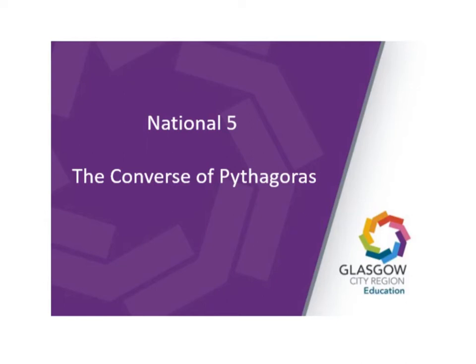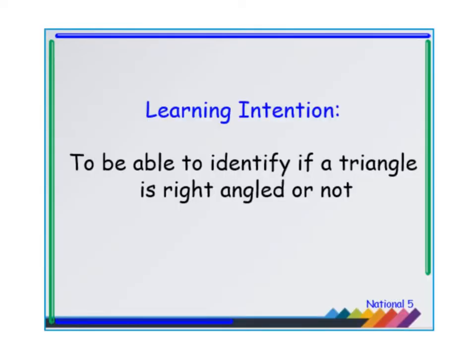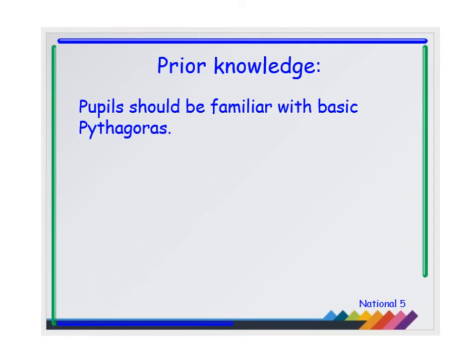So this video is going to look at National 5, the Converse of Pythagoras. The learning intention is you should be able to basically identify if a triangle is right angled or not. That's effectively what Converse of Pythagoras is. Prior knowledge is you should have a basic knowledge of Pythagoras before. For example, if you're finding the hypotenuse alongside, you would square and add the other two sides. And if you're finding a short side, you would square and subtract the other two sides.